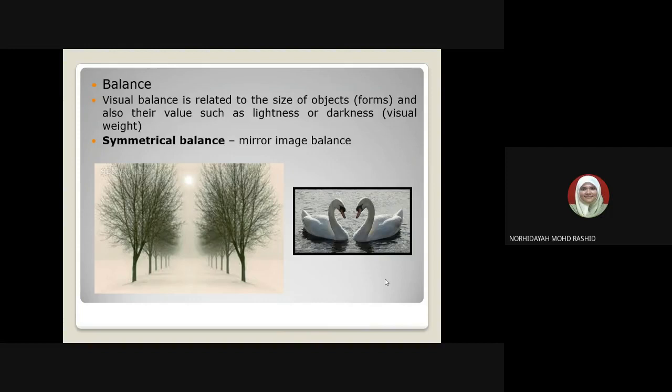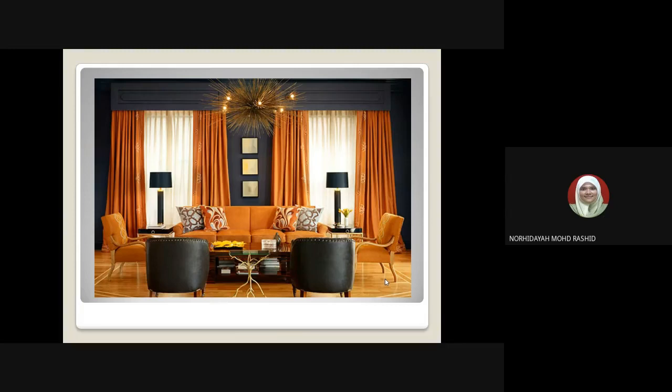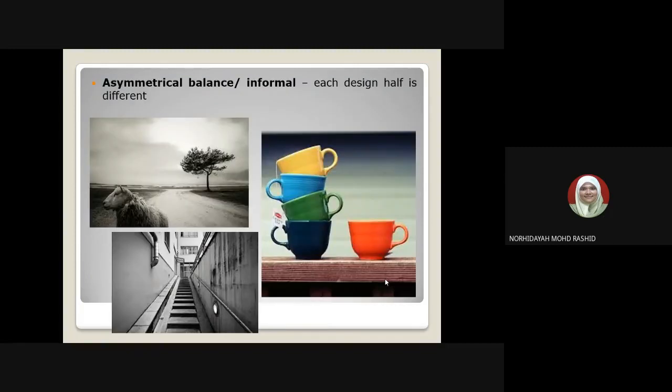Tapi in this world it's very hard to get the symmetrical balance. Okay, this is actually a sample of the symmetrical balance juga. Selalunya kita akan dapat adalah asymmetrical balance or the informal of the design. Okay, each design half is very different. Contohnya sebelah ni kalau you tengok, yang cup tu, sebelah ada satu cup, yang sebelah lagi ada 4 cup. Yang lagi satu picture tu, dia ada kambing dan juga sebelah lagi dia ada pokok.